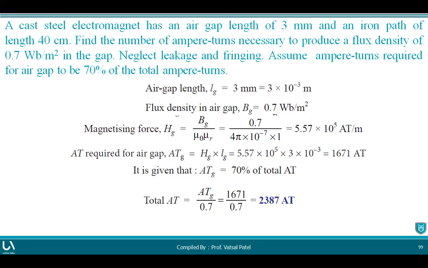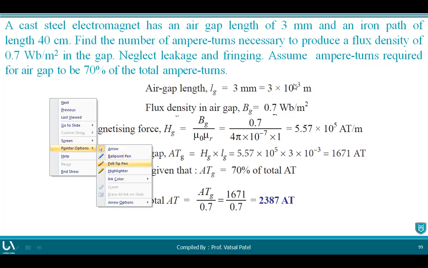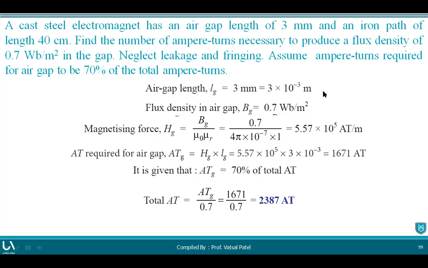Understood? So up to this example we discussed in the last session, and I also told you in the last session that whatever parameters are offered to you, you have to see carefully and convert the units, because certain parameters are given in terms of 3 mm, and the length of the iron path is given as 40 centimeters, so you have to convert them to meter as a common unit. That will be useful for the calculation also.